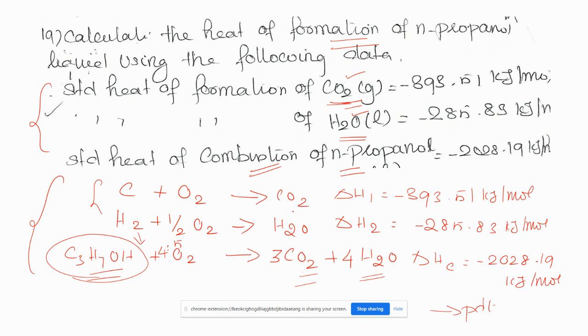Now see, here you have 3 CO2, and here only one CO2 is there. Here we have 4 H2O, and here only one H2O is there. First, what we will do is take 3 into equation 1 to get 3CO2. So you will get 3C plus 3O2 gives 3CO2.